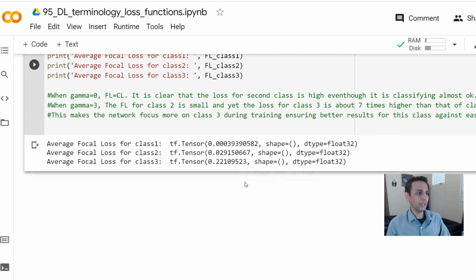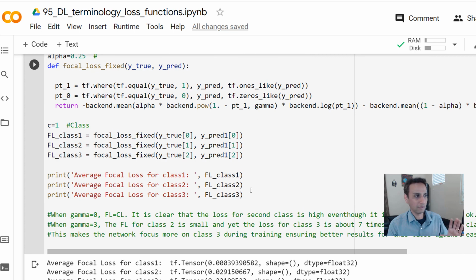Okay, so when we do that, now you see it's saying that, hey, my class 2 is working fine, so don't focus much on it. Class 1, we know that it's good, don't focus much on it. But class 3, put more emphasis on this. So as you can see, now look at the difference. Now my class 3 focal loss is 10 times higher, well, maybe 7 times higher, I should say, compared to class 2 focal loss. So it's putting that much more emphasis on class 3.